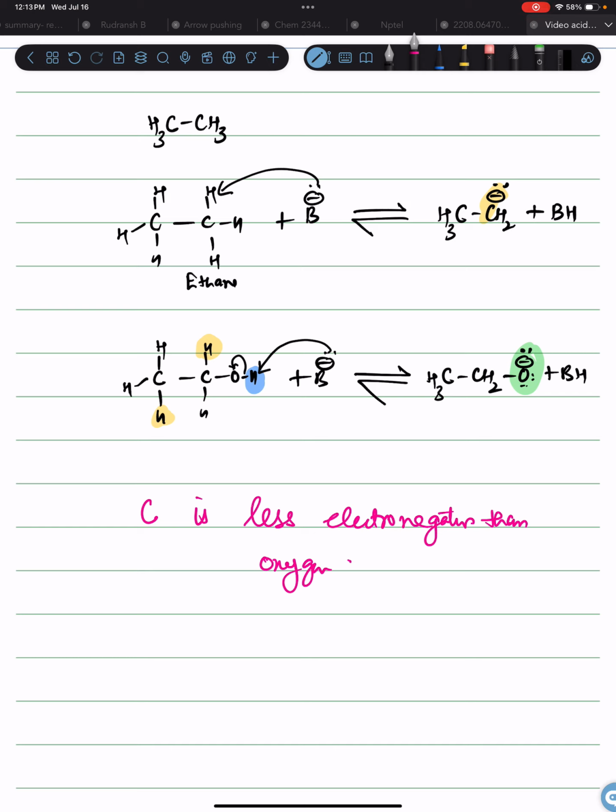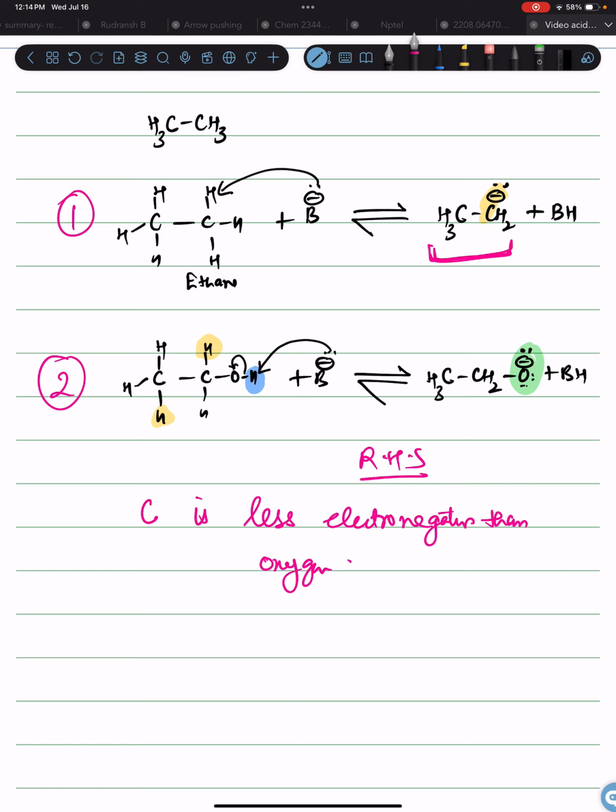Why? Because its nature is like that, it is more electronegative, it's more hungry for electrons, greedy for electrons, so it can better accommodate a negative charge as compared to carbon. Which means that the species which I have highlighted in green is more stable as compared to the one with the yellow. So the second equilibrium would be more towards the product side as compared to the first equilibrium. So equilibrium 2 would be more towards the right hand side, as compared to equilibrium 1.